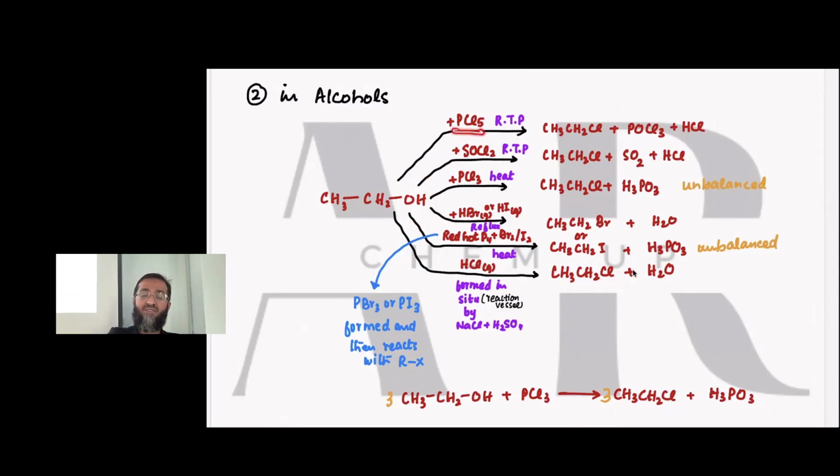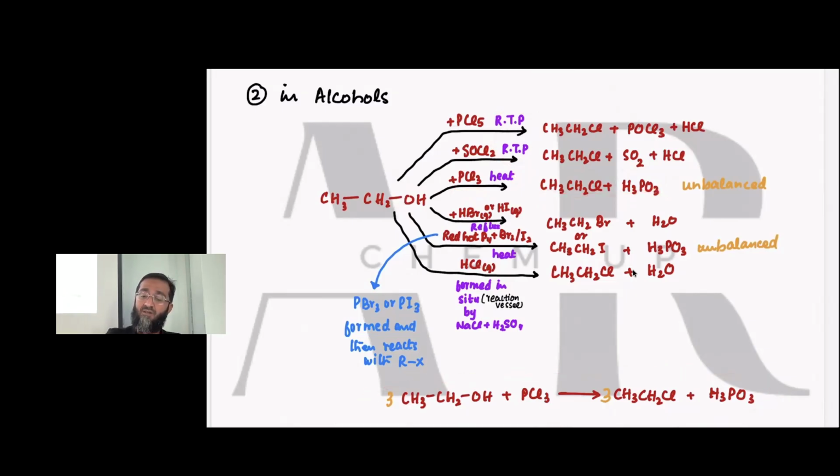See, when we are using PCl5 at RTP, room temperature and pressure, the hydroxyl alcohol turns into a chloroalkane. These are the byproducts. SOCl2, again, no condition needed, RTP. We are getting the chloroalkane. Chlorine is displacing the OH. The byproducts are different. Then if we are using PCl3, we need heat. The first two reactions occur at room temperature. So again we are getting the chloroalkane, and H3PO3 is the byproduct. Okay, this equation is not balanced. Over here I have written the balanced equation.